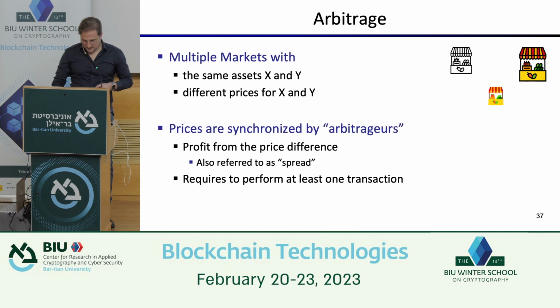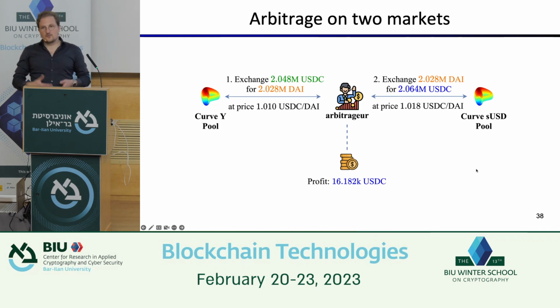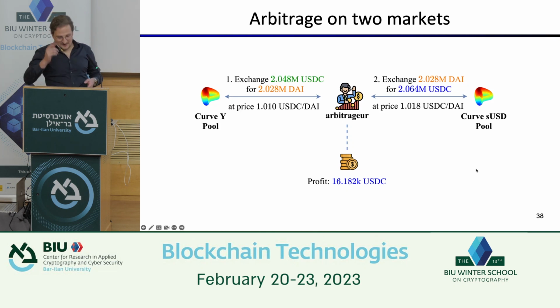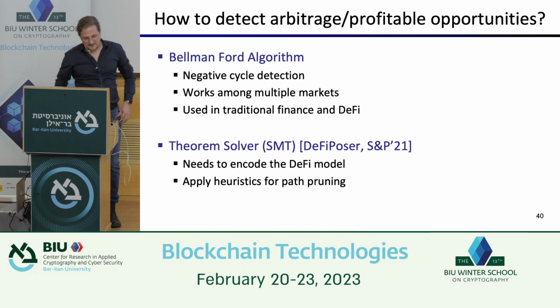And because we have atomic composability, we can perform this arbitrage within one transaction. So if we have access to 2 million USDC, then we can perform this swap followed by the other swap, right? What if we don't? If we are not a millionaire, what do we do? Flash loan, exactly, right? So then we have flash loans, and we've seen this on Monday. Okay, I won't go into further details here.